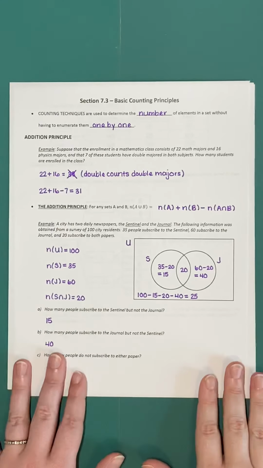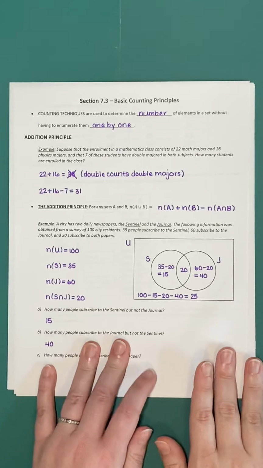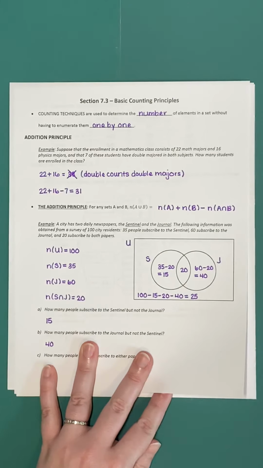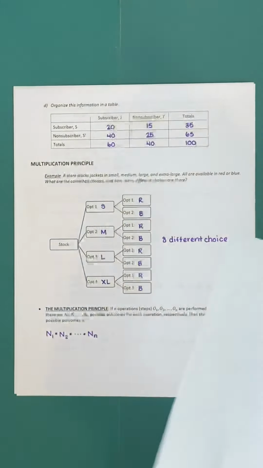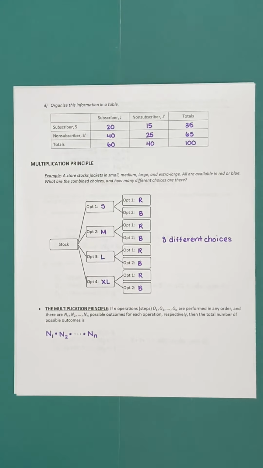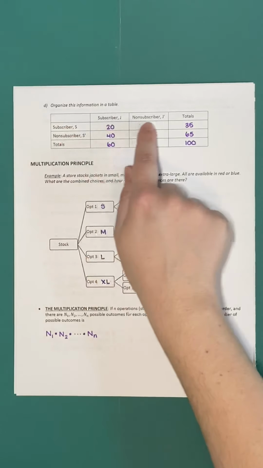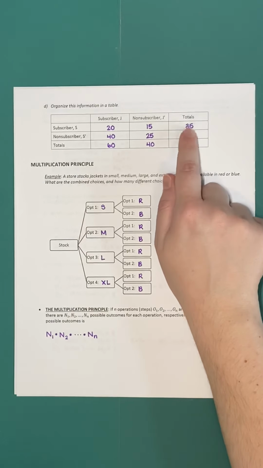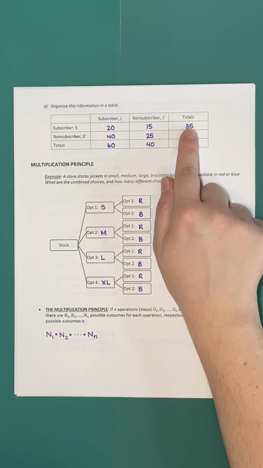Now we can also organize this into a table form. Depending on just categorizing people into very specific sets, we can put this into a table form based on what we can see. So subscribers to the Sentinel, we know there's a total of 35 there.